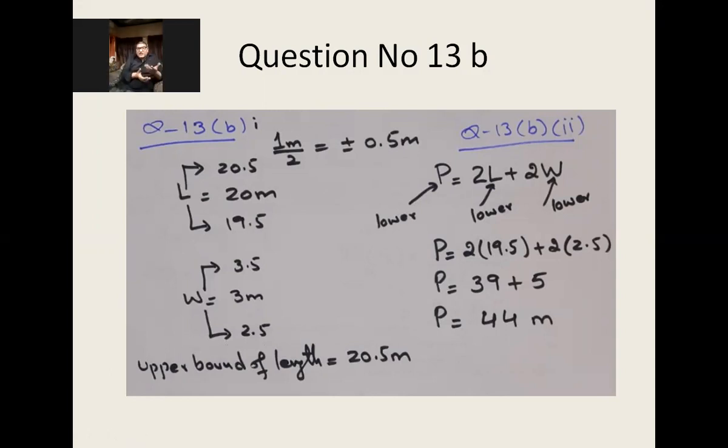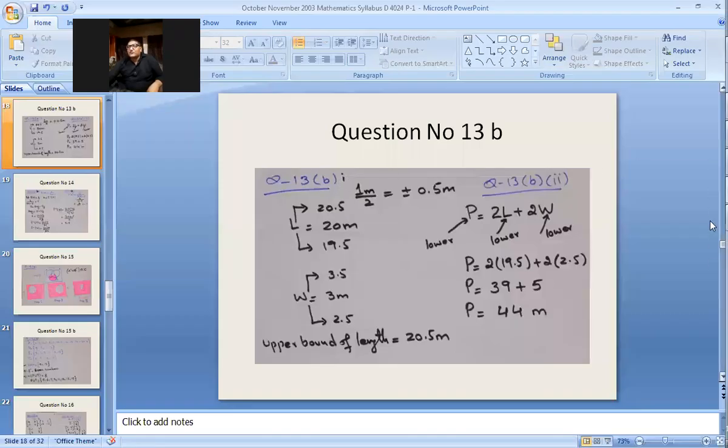Then the question is, find the lower bound of the perimeter. You know, the perimeter is equal to 2 length plus 2 width. Because you want the lower bound of the perimeter, the lower bound of the length should be put in this formula, and the lower bound of the width should be put in this formula. So this will be 2 into 19.5 plus 2 into 2.5, that will be 39 plus 5, and that will be 44 meter. So this is how you will find the lower bound of the perimeter. Hopefully you have understood, and let's move to the next question.